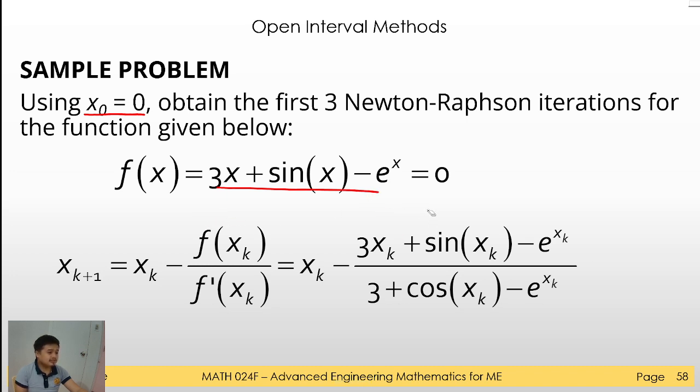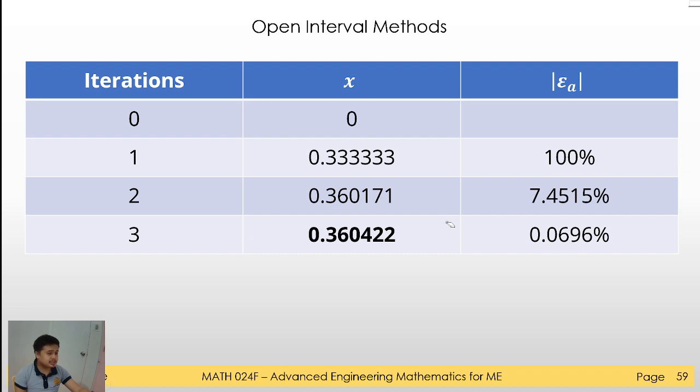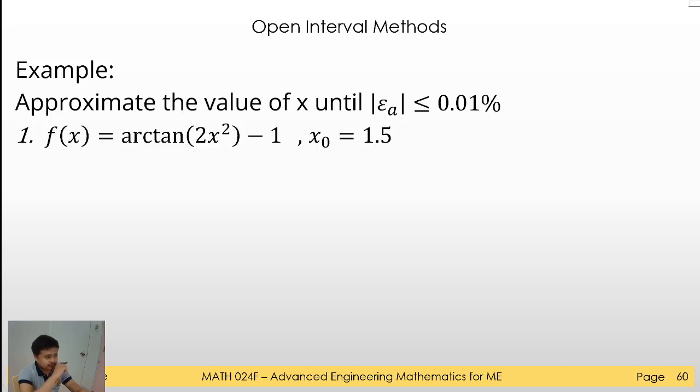And then we find the derivative of this function. The derivative of this function is 3 cosine, and then negative e raised to negative x as the denominator. So you want to find the derivative of your function for this Newton-Raphson scheme. And then after doing this, you will arrive at these solutions for the first three iterations. Let's do this in an example. Approximate the value of x until the relative approximate error or the percentage approximate error is equal to 0.01%.